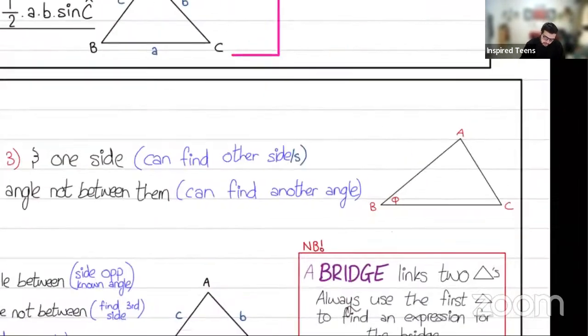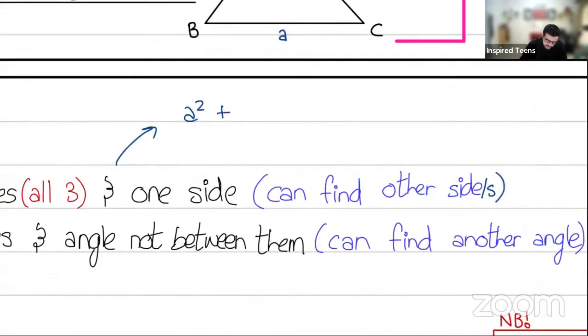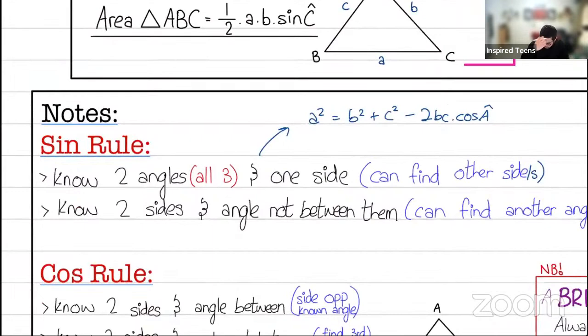Now let's look at why this would not be cos rule. Remember, cos rule is a squared equals b squared plus c squared minus 2bc cos A. So this says you know two angles. In this, you just have to know perhaps one angle. You know two angles and you know one side. Now, just say you know B.